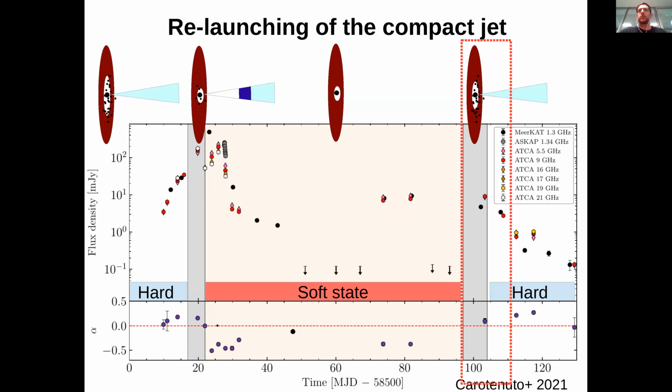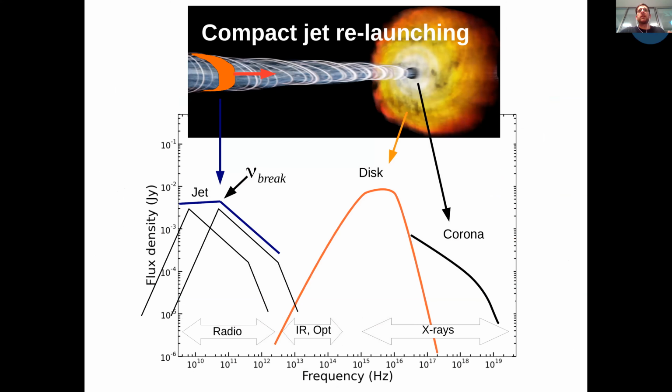Then in the soft to hard state transition, that compact jet relaunches. And what we actually think is happening is that basically the same thing is happening, but in reverse.